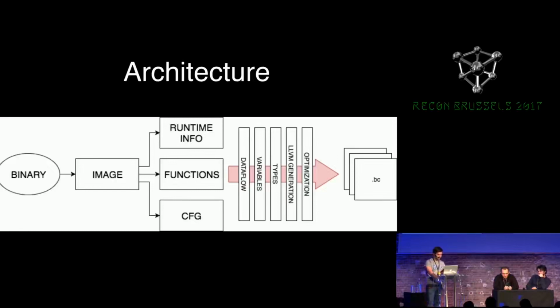Our tool receives a binary application as input, parses the image and creates an application memory model. Based on this memory model, we can extract information about classes, about functions, and recover the control flow graph of the application. We analyze this data using various algorithms based on the information we recovered before and based on the data flow of the program. So this is how we recover variables and even the types. After that, we generate the LLVM representation and optimize it for better results.